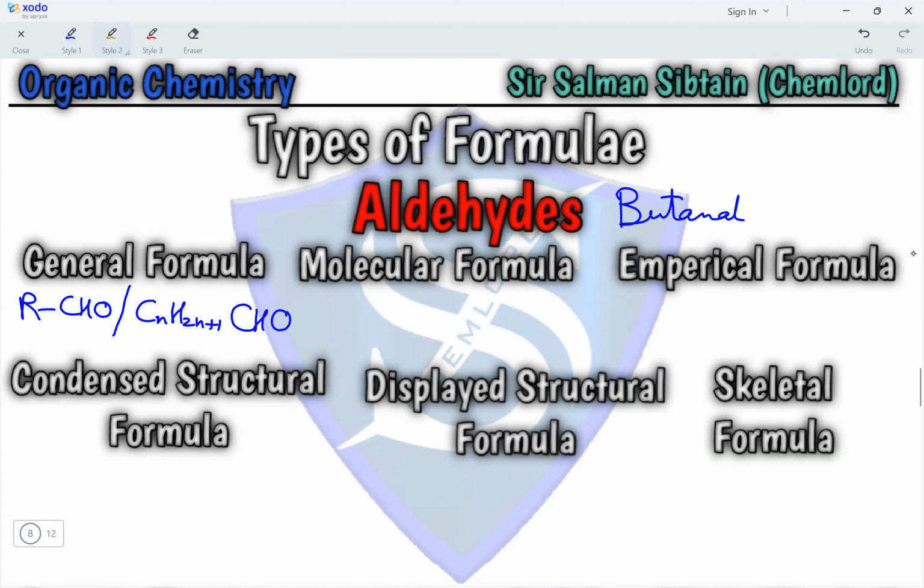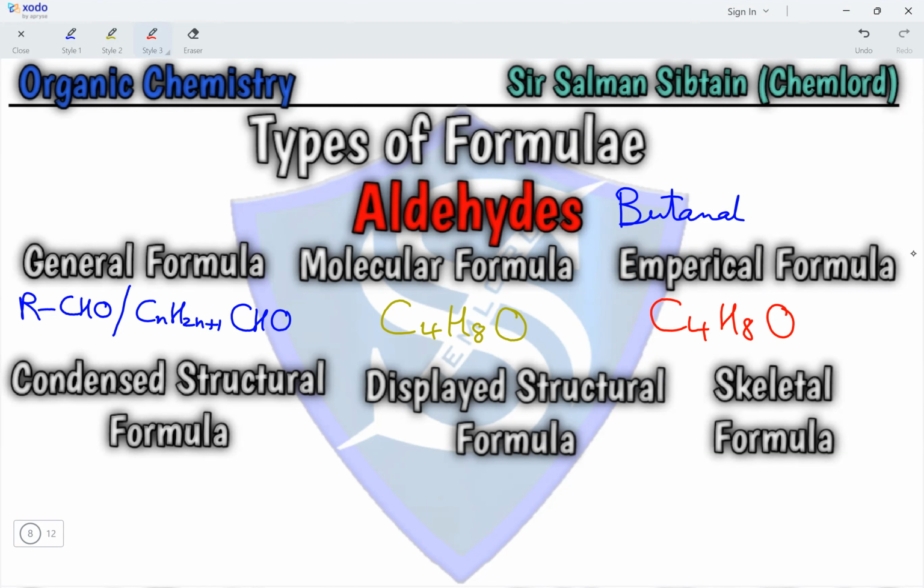So, for a four-carbon aldehyde, it would be C4, then we would have H8, and then an oxygen atom. So C4H8 and an oxygen atom. This would mean that we cannot simplify this formula any further. So the empirical formula would be the same as the molecular formula, C4H8O.